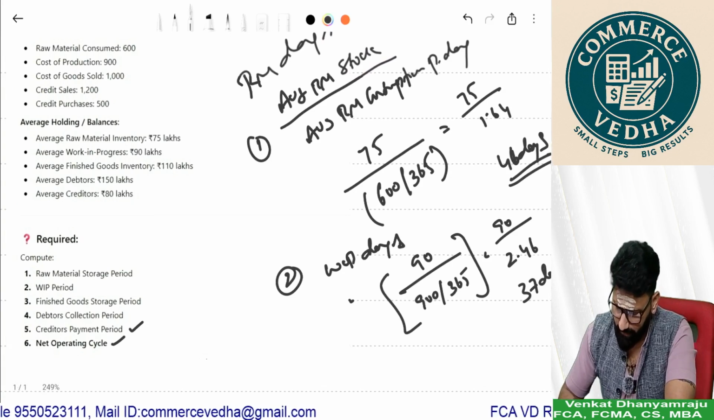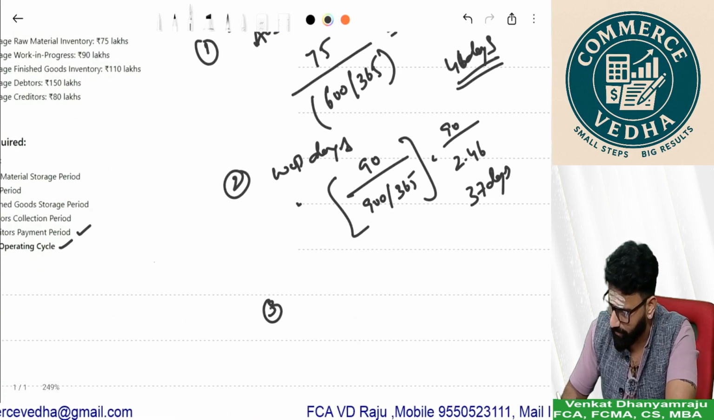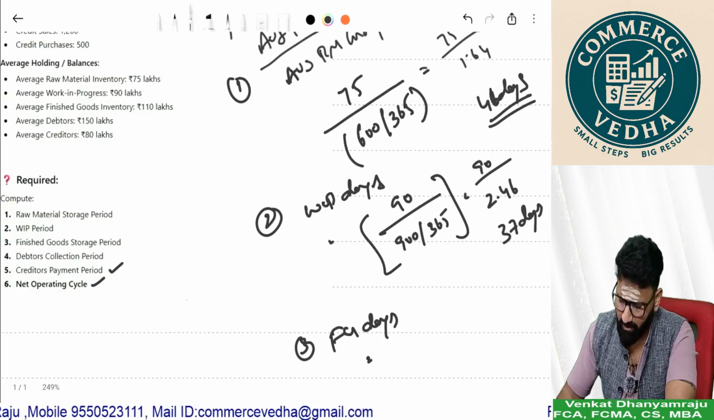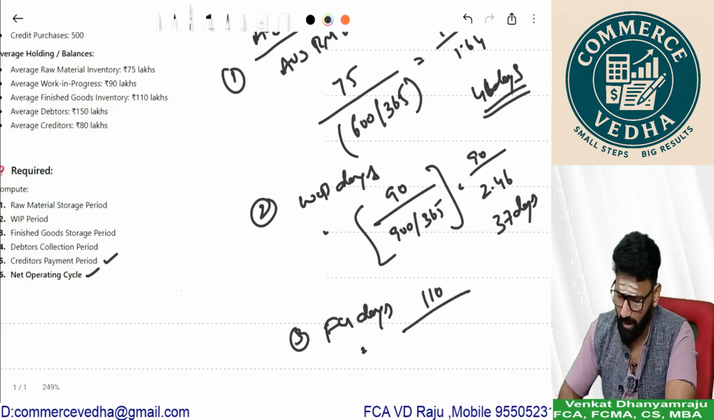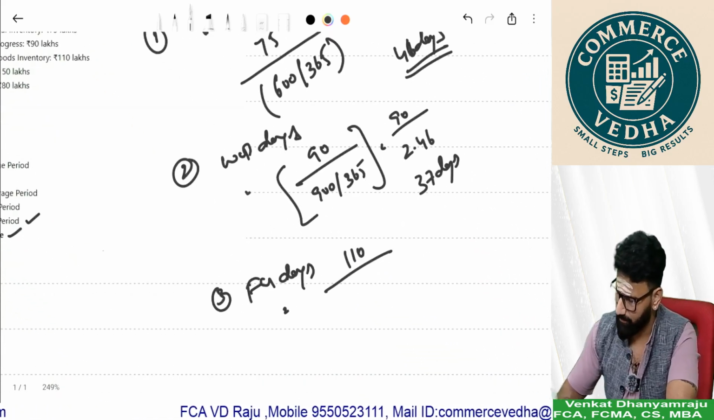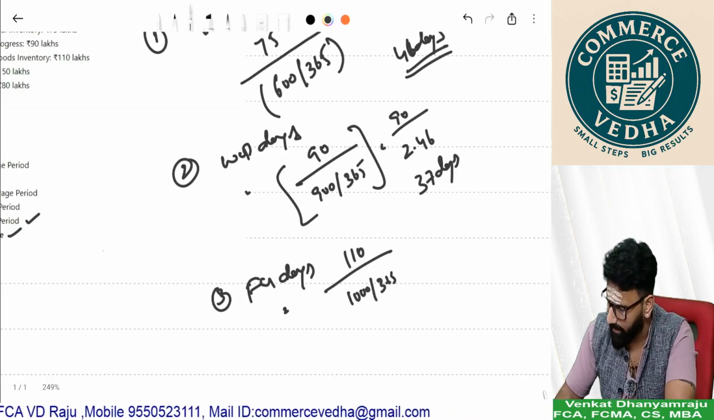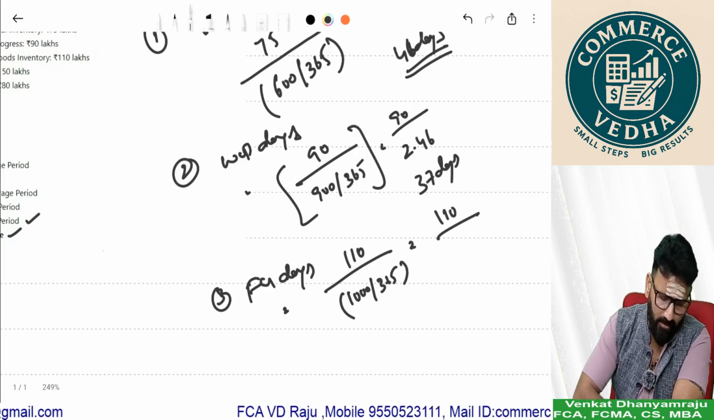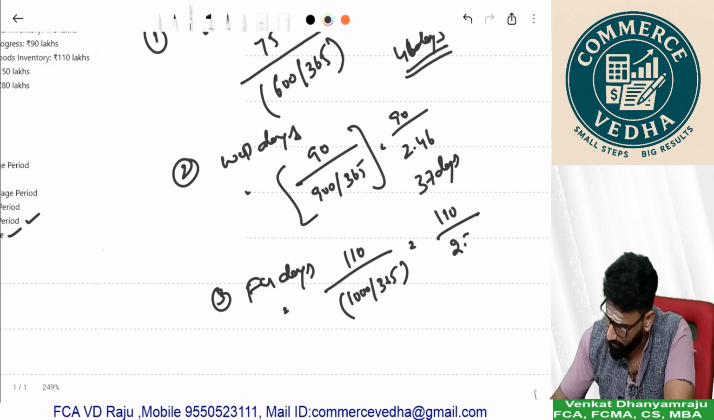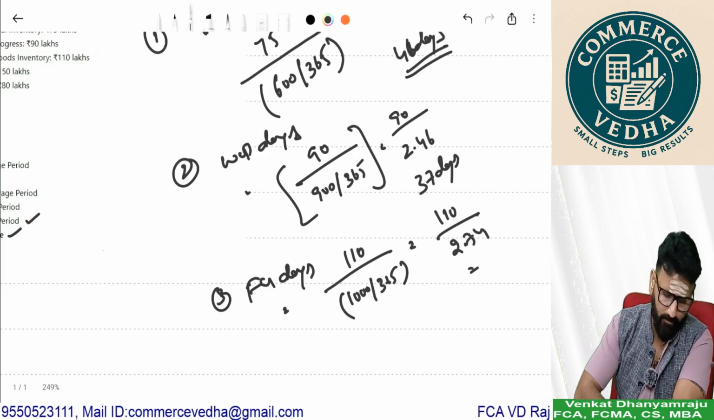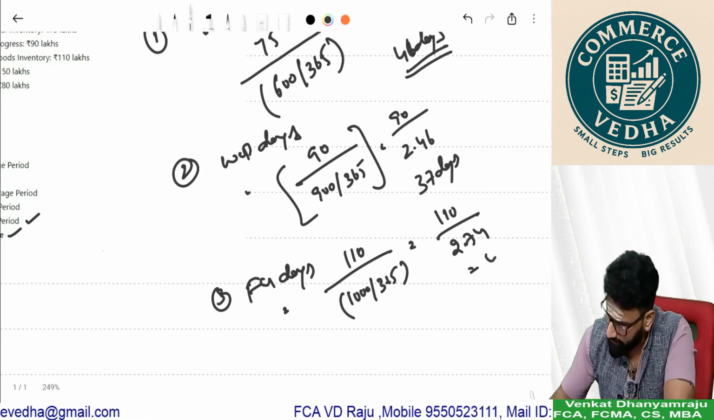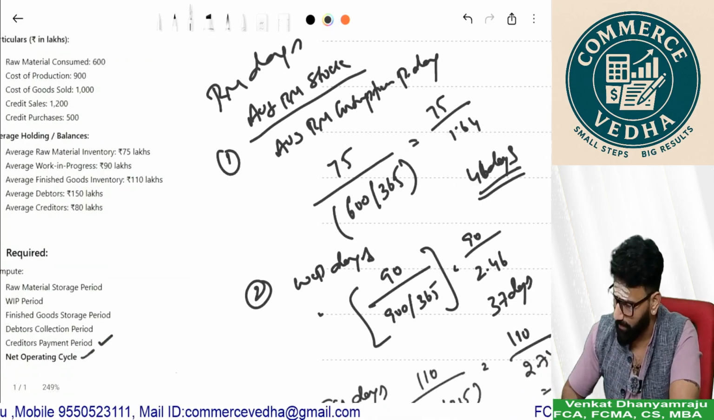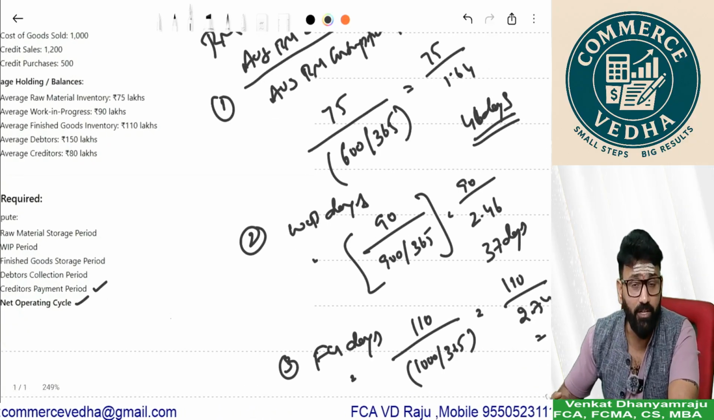Now the next one given is finished goods inventory. So I should compute finished good days. Finished goods inventory given in the question is 110 and cost of goods sold is 1000. Cost of goods sold per day is 1000 divided by 365, 2.74. So 110 divided by 2.74, about 40 days. So we computed raw material days, work in progress days, and finished good days.